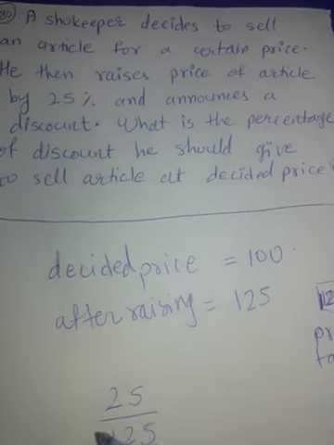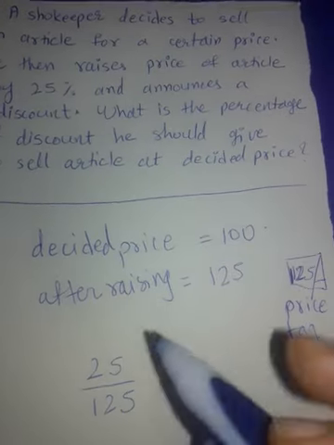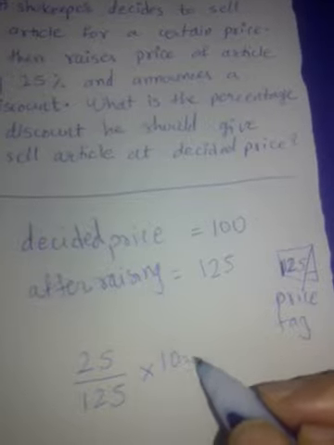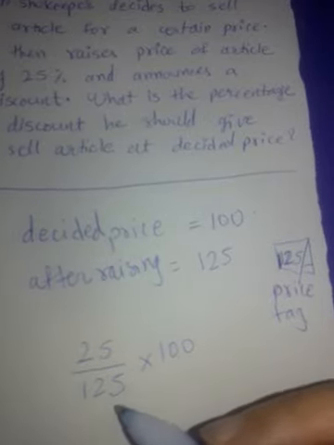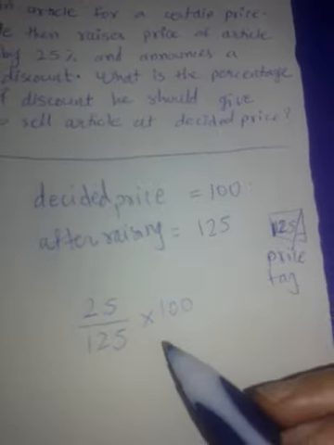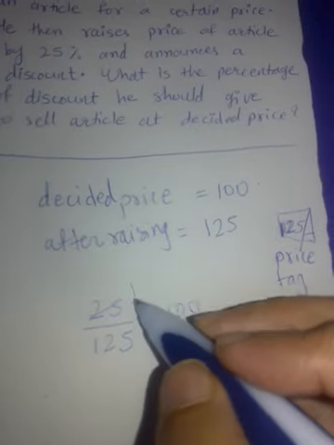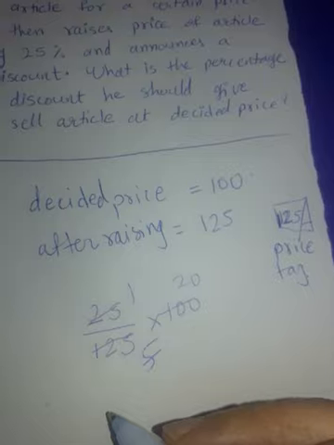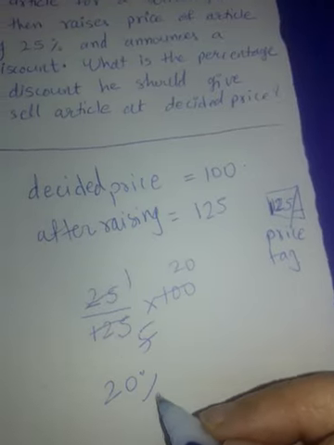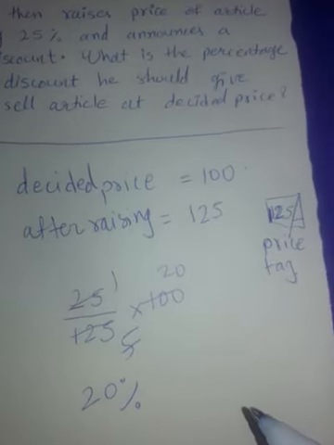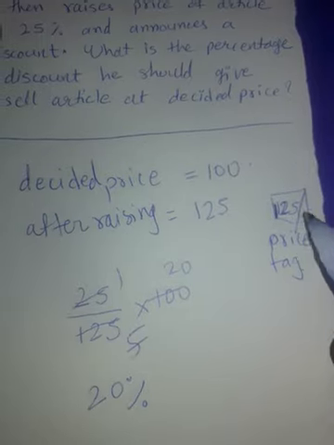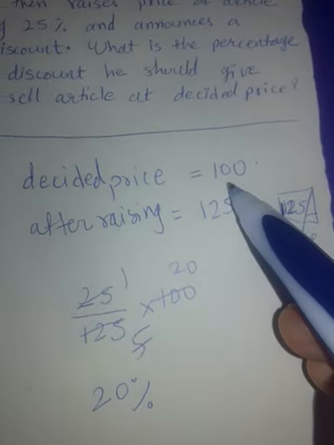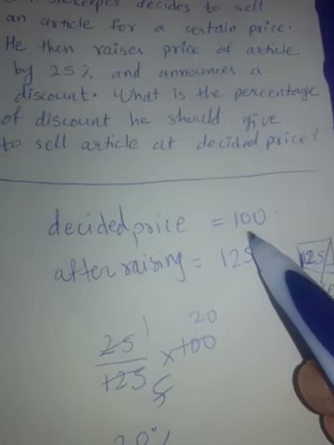And what is that percent? How do we convert a fraction to percent? We just multiply it by 100. See our earlier clips. This is 20. So he will announce a discount of 20%, and this 125 will be reduced to 100. Are you getting it?